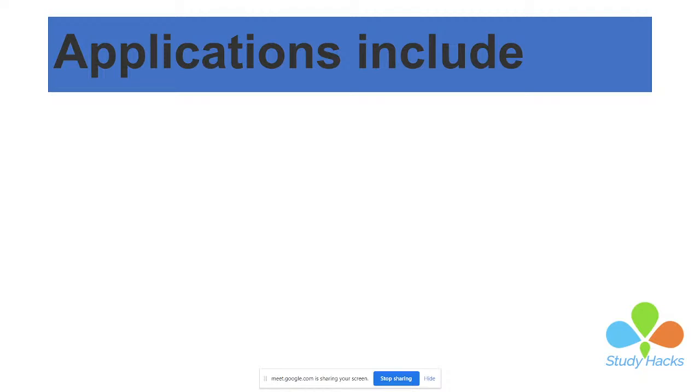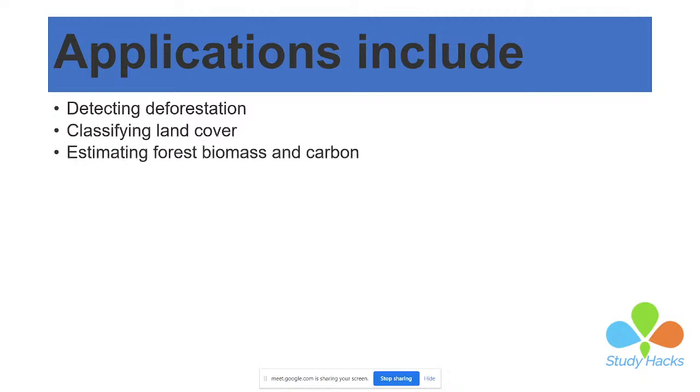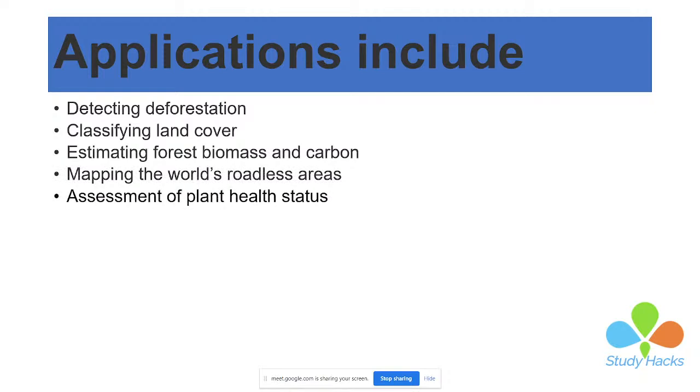So here I mention some applications. Mainly it focuses on detecting deforestation. We can easily use this platform for detecting deforestation. We can also classify land cover and land use. We can also estimate forest biomass and carbon. We can also map the world's roadless areas. We can also assess plant health status.